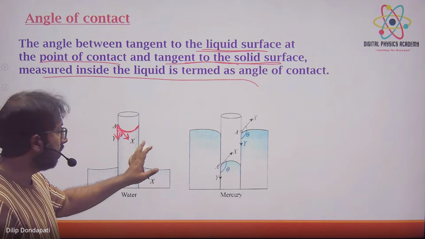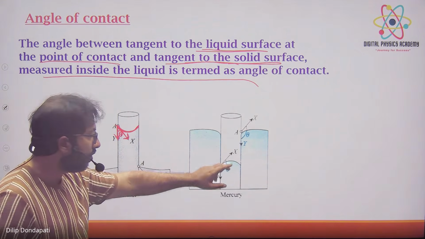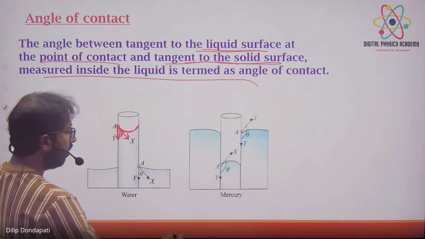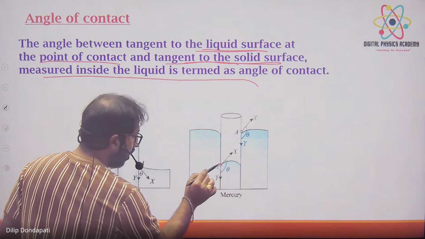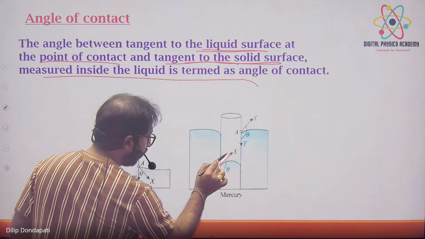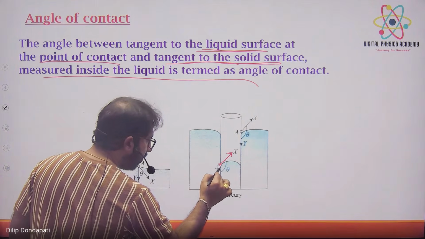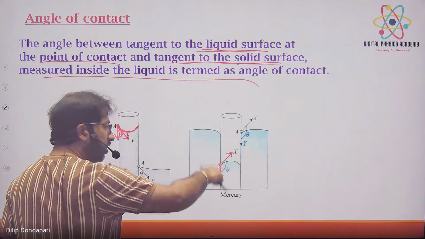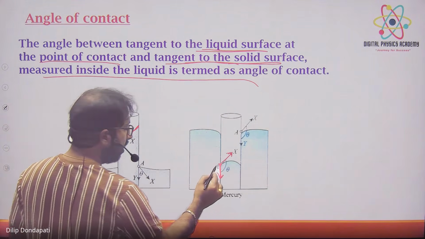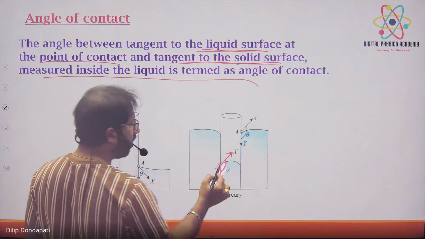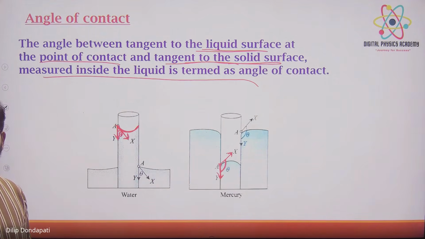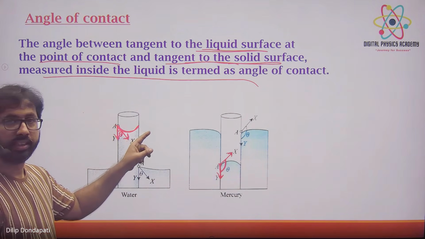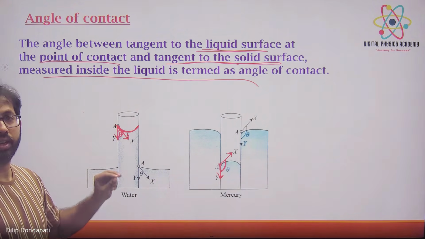Okay. Similarly, when I put mercury, we'll get a convex meniscus. Now we will draw for this one. At the point of contact, draw the tangent to the liquid surface and the tangent to the solid surface, and it should be inside the liquid only. The solid surface tangent should always be inside the liquid only. The angle between these two we call the contact angle. Understood? Very easy. Contact angle is between two tangents, one liquid tangent and one solid tangent. The angle between them we call the contact angle.